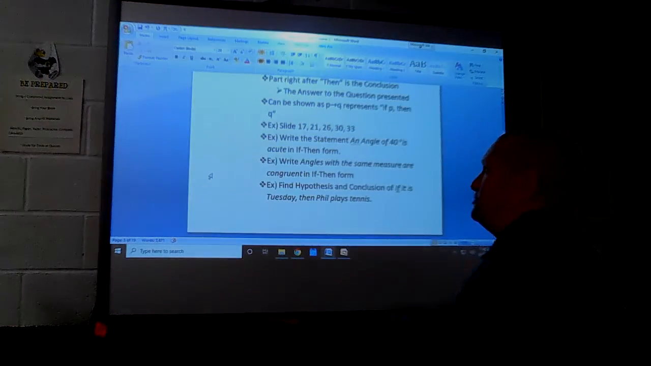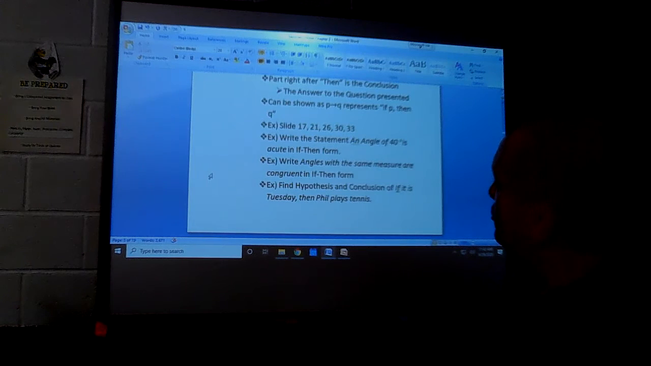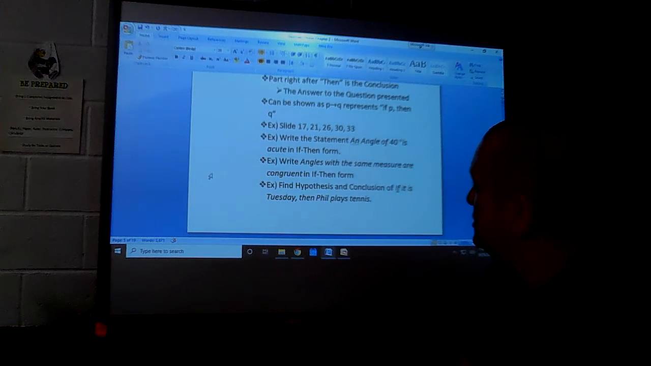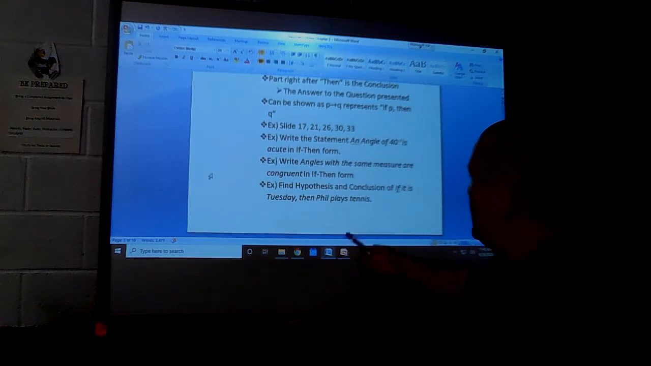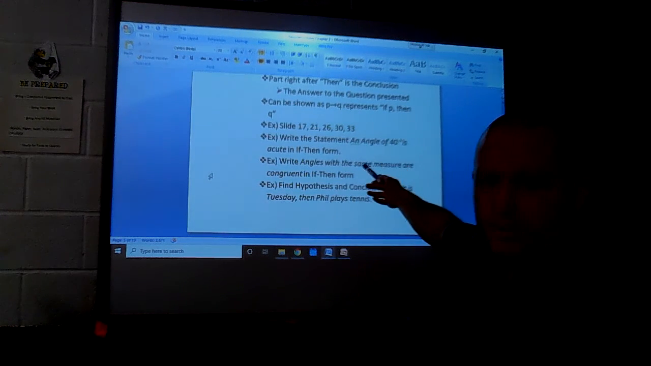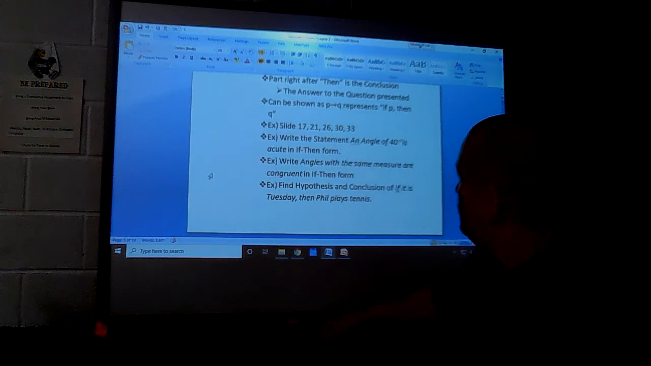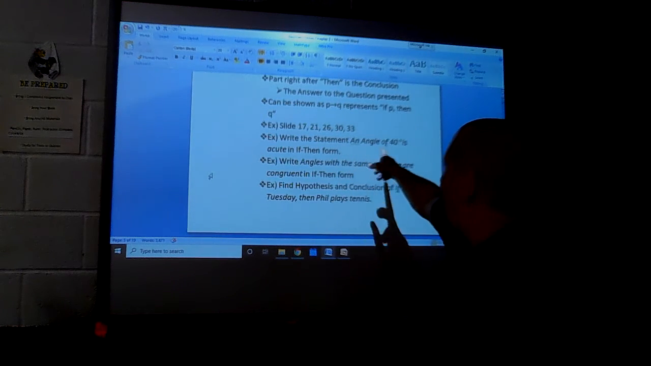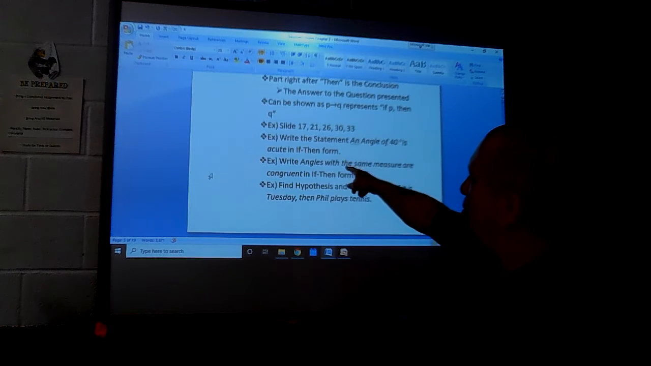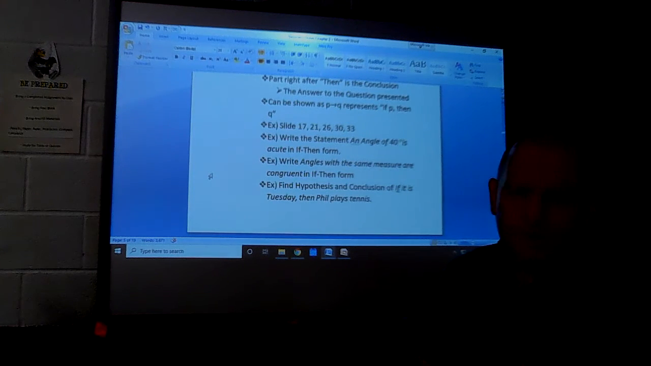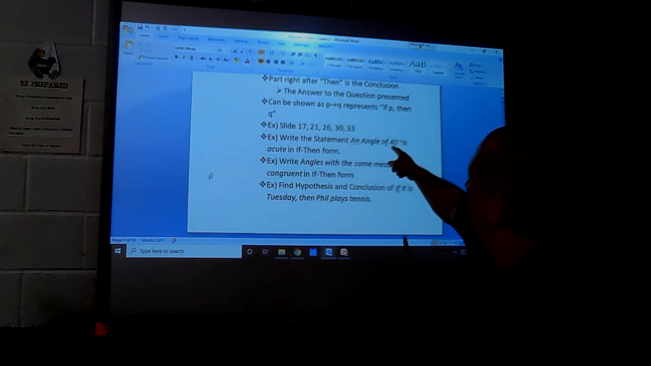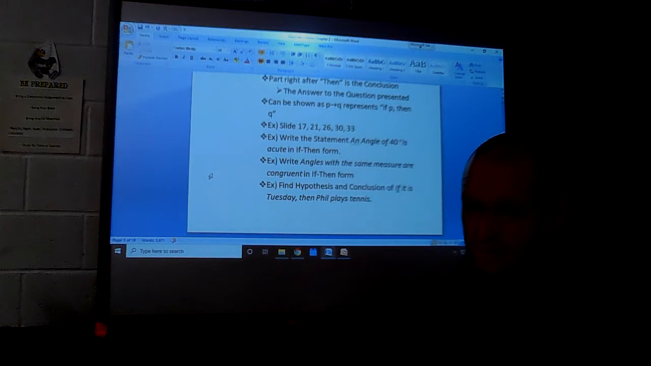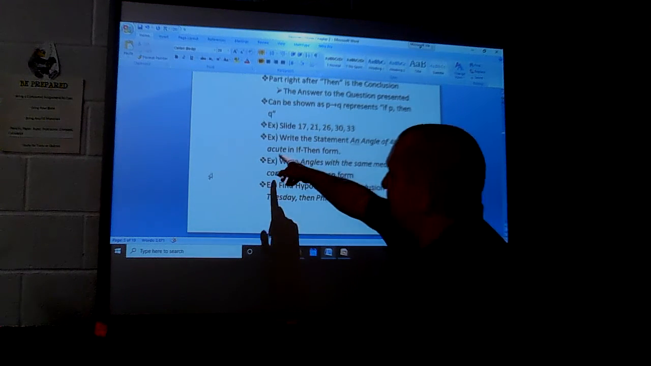Now, in some situations, you might actually have to write the sentence first. In most cases, it doesn't really matter what order you write them, but I would always try to write them in the order that the sentence is given. So for this one right here, it says write the statement in if-then form, and then basically you're going to come to the conclusion, is that true or false? So in this case right here, we would say if an angle is 40 degrees, then it is acute.